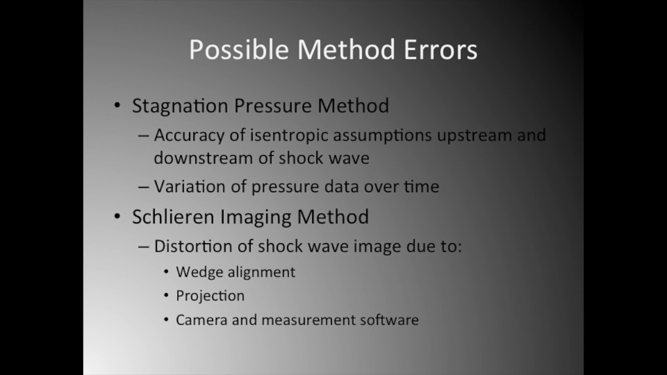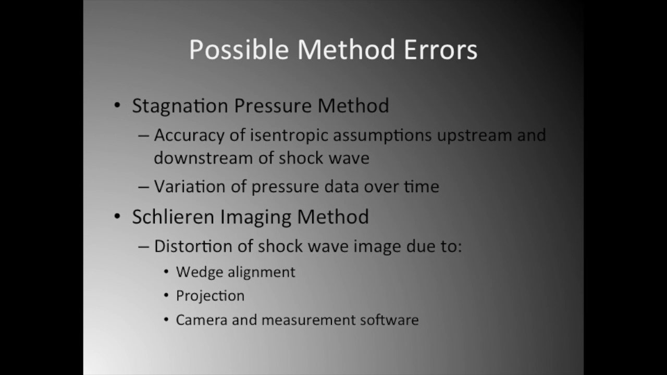Another issue is the variation of the pressure data over time. For our wind tunnel, P0 A and P0 B will not remain constant because the flow changes. Therefore, we had to figure out a way to choose what values of P0 A and P0 B we would use for our calculations of Mach number.